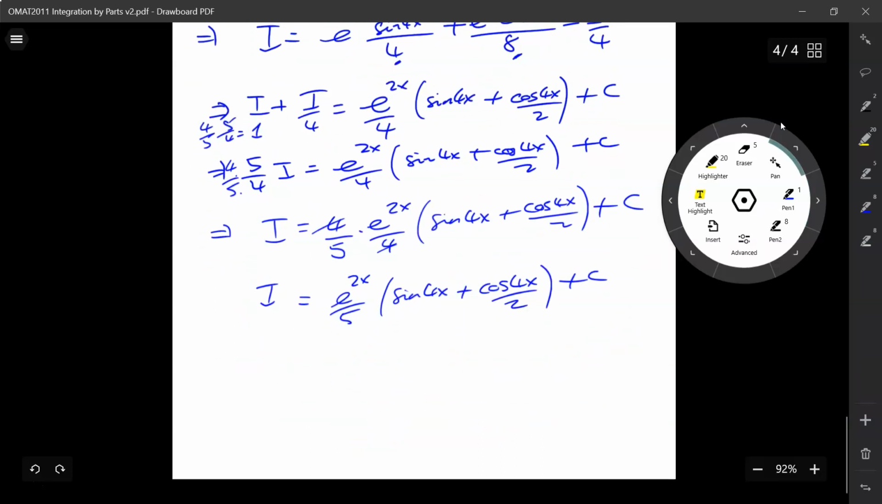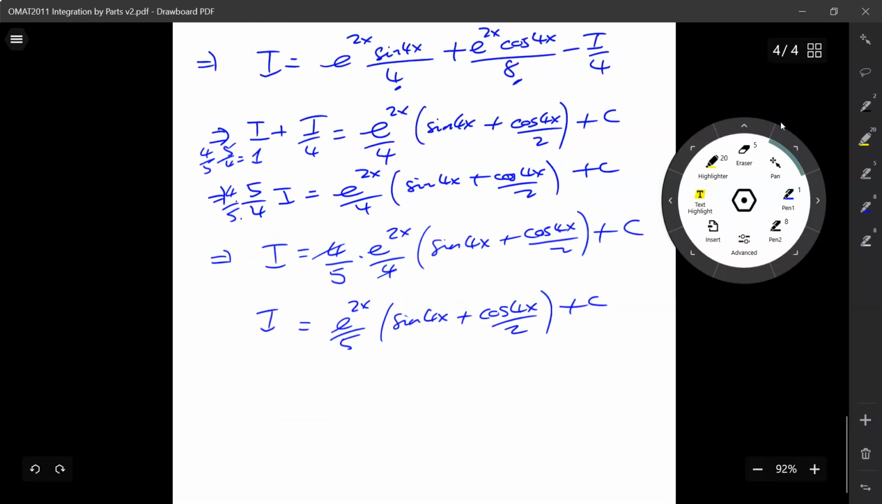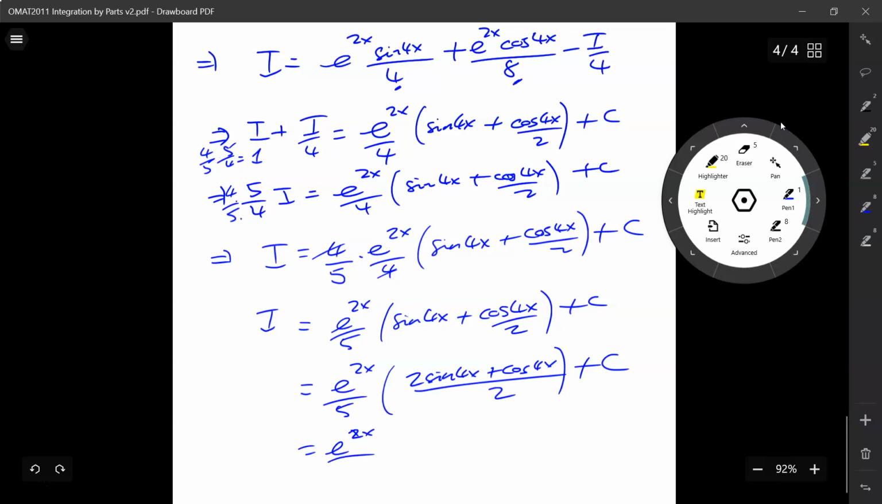If I really want to get rid of that off the bottom, I can say it's exponential 2x over 5 times 2 times the sine of 4x plus the cosine of 4x over 2 plus c. And then I can take that outside. So it's exponential 2x over 2 times 5, which is 10, times 2 times sine 4x plus the cosine of 4x, plus the constant of integration. So that gives you the final answer.